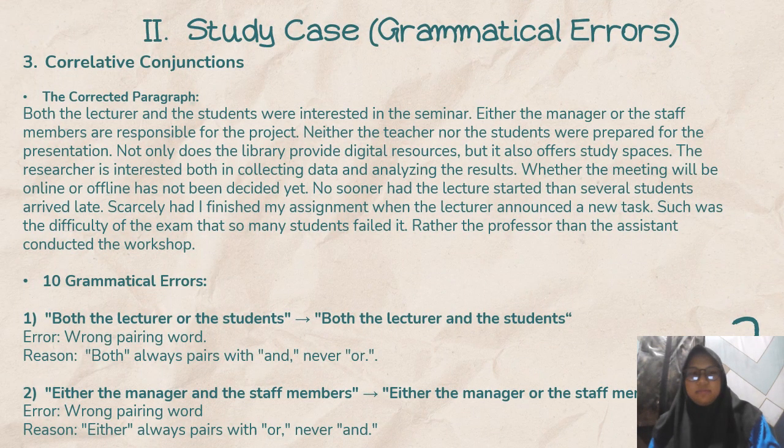So in the corrected paragraph: Both the lecturer and the students were interested in the seminar. Either the manager or the staff members are responsible for the project. Neither the teacher nor the students were prepared for the presentation. Not only does the library provide digital resources, but it also offers study spaces. The researcher is interested both in collecting data and analyzing the results.